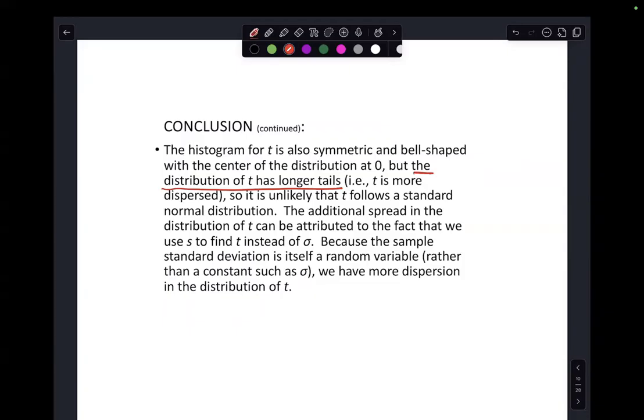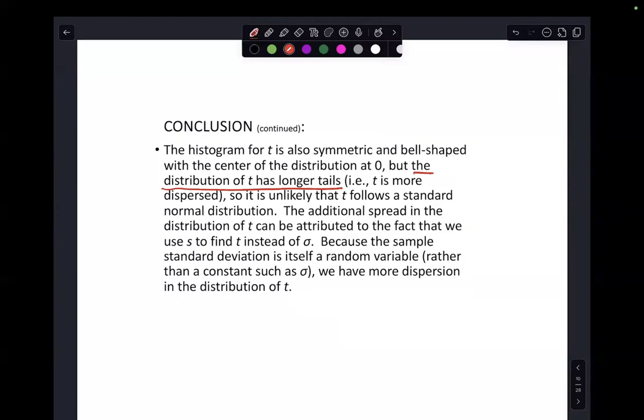That was the standard normal distribution. It says unlikely because the thing about t-values is that as my sample size gets bigger, the histogram for t-values is going to get closer to a z-score. In fact, my t-score becomes a z-score when the sample size gets really large. Then they become exactly the same thing.